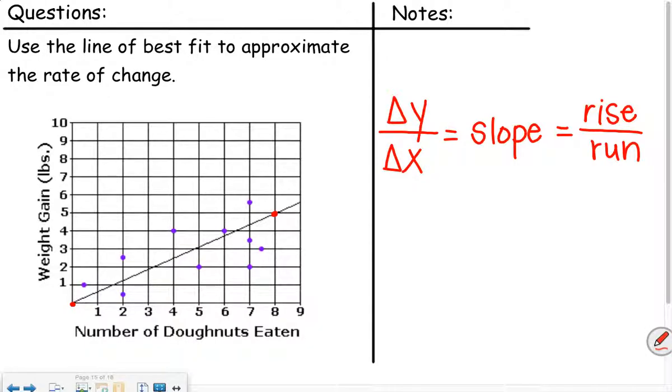So if we start here and count our rise up 1, 2, 3, 4, 5, and our run 1, 2, 3, 4, 5, 6, 7, 8. So I would say our slope is 5/8.